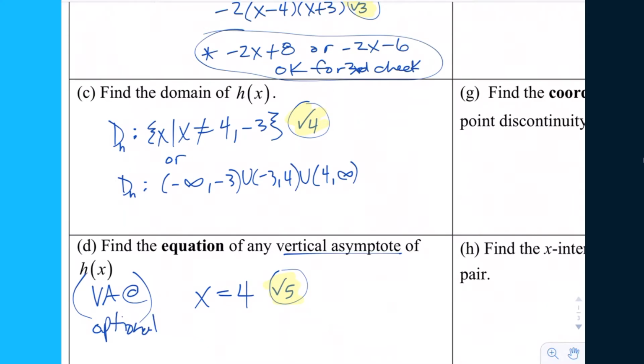What if you put just 4? Wrong. What if you put y equals 4? Wrong. What if you put x equals negative 3? Wrong. Also, it has to be x equals 4.